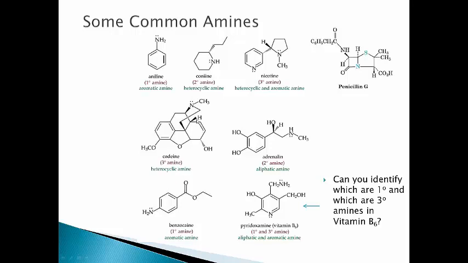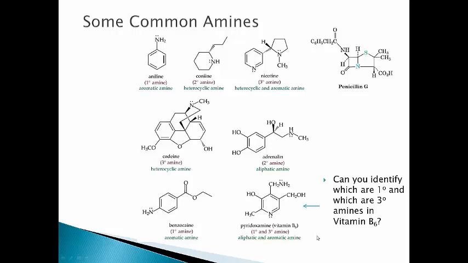Okay, here we've got a nitrogen with 3 R groups coming off it, so it's a tertiary amine, and it's got a heterocyclic because it's a ring with a nitrogen in it. Adrenaline, we've got a secondary amine, okay, and it's aliphatic. It's got no aromaticity and no cyclic structures. Benzocaine, okay, so we've got the NH2 coming off the benzene ring, so that's a primary aromatic amine.